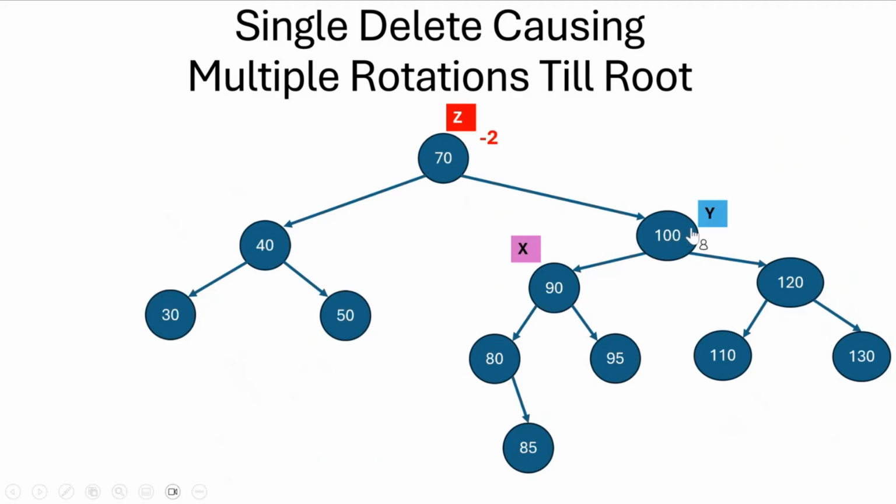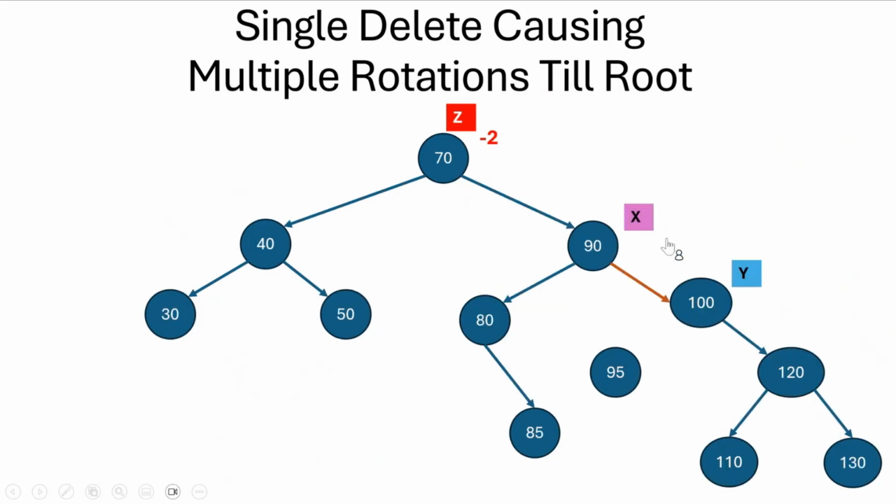First, right rotation at Y. So the 90 becomes basically the new root, and 100 becomes the right child of 90. The link between 90 and 95 is broken. So according to the standard right rotation, we know that if the new root had any previous right child, it becomes the left child of the previous root. So it will become like this. Now it became a right-right imbalance. So basically we remove that zigzag. So we want to do right-left rotation.